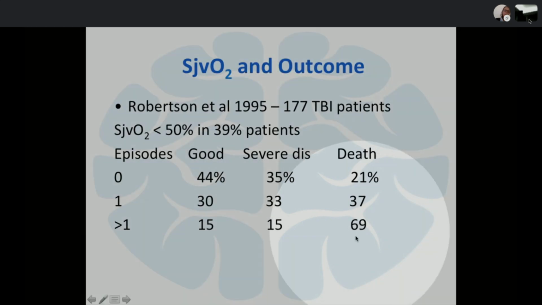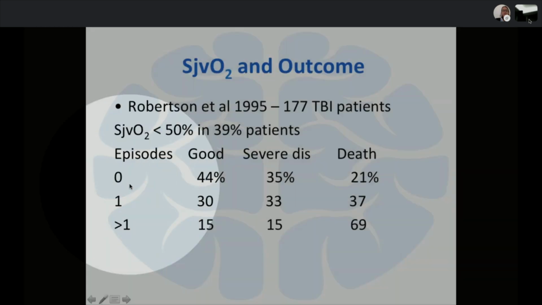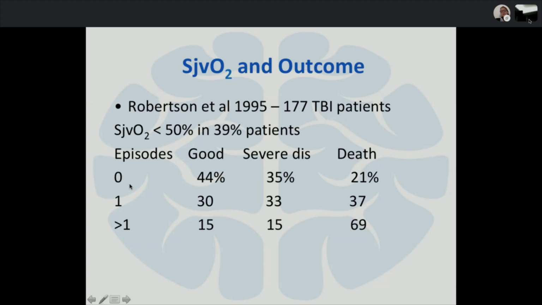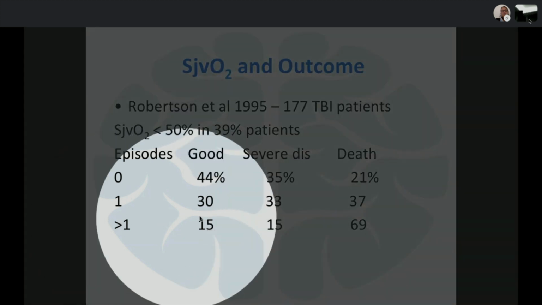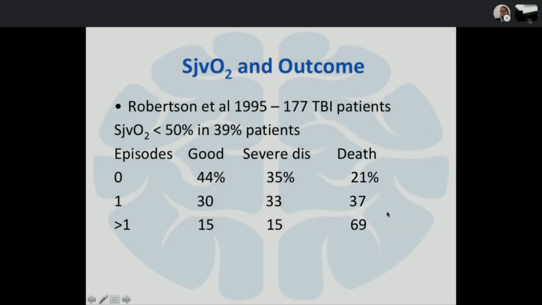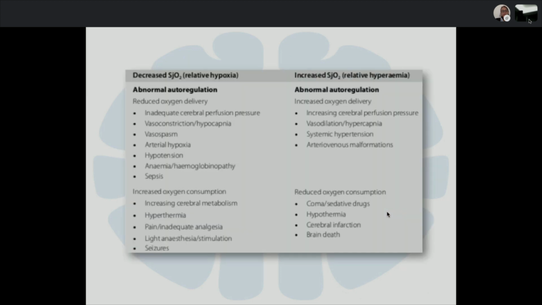As you can see, a patient who does not have any episodes of desaturation has a risk of death of 21%. If you have more than one episode of desaturation, the percentage of death is up to 69%, because it is actually correlated with the secondary brain damage.